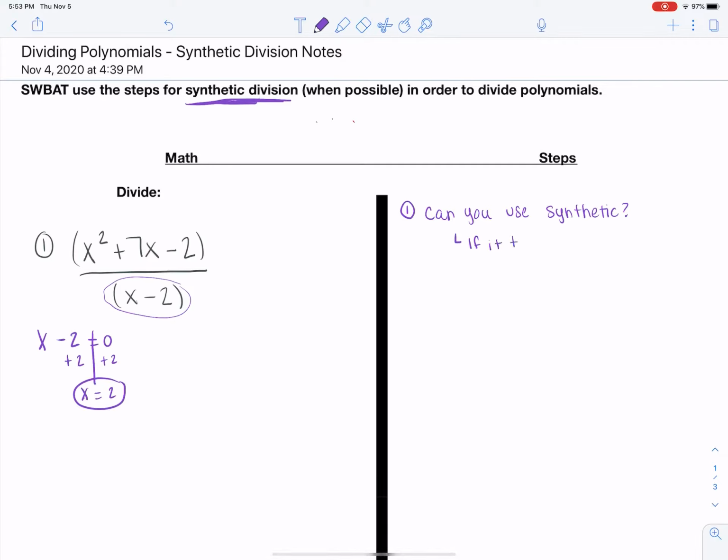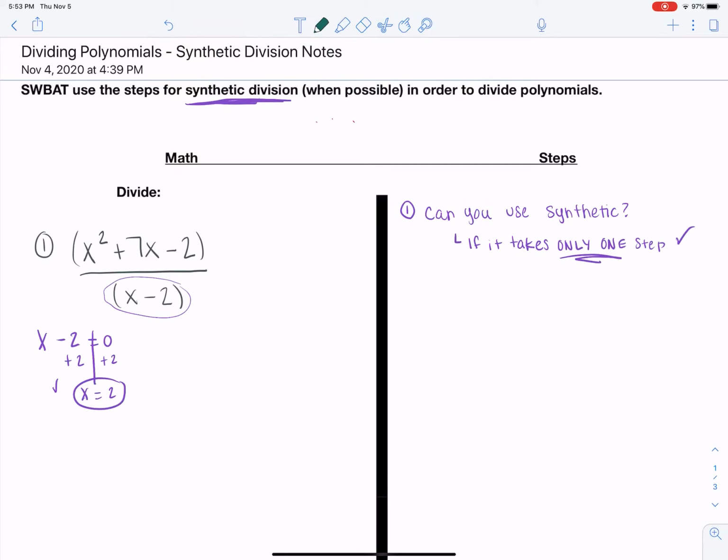If it takes only one step, then yes, you can use synthetic division. So when I look over here, the only thing I had to do was to add 2, so that's only one step. So yes, we can use synthetic division, and let's go forward.